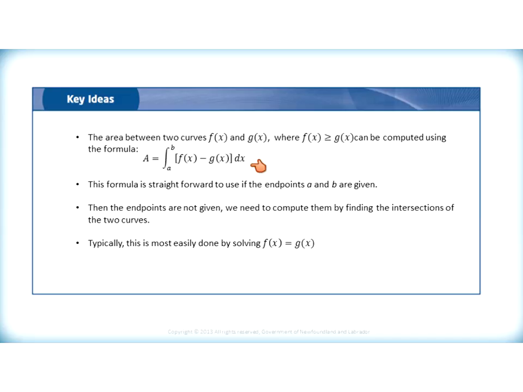But when the endpoints are not given, we need to compute them by finding the intersection of the two curves, and typically this is most easily done by solving where f of x equals g of x. That gives us our intersections, and then we know where a and b are.